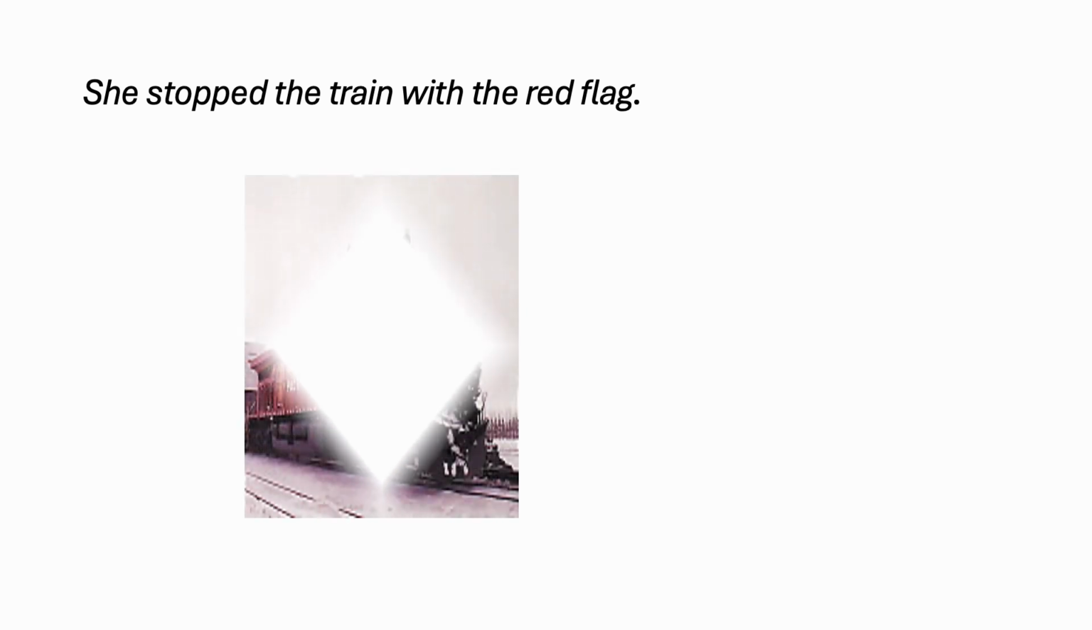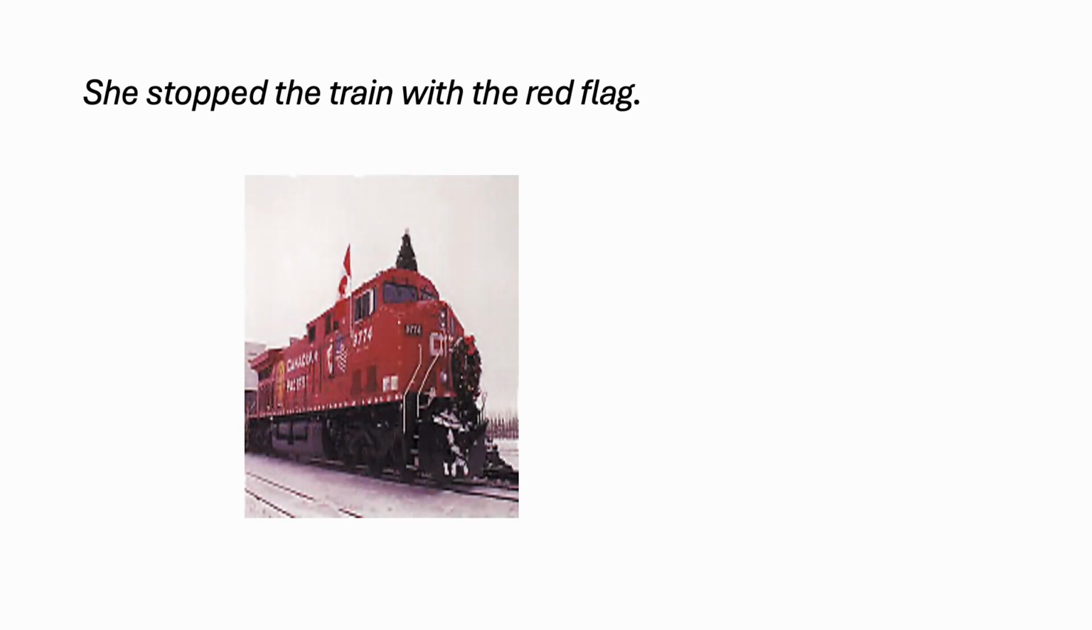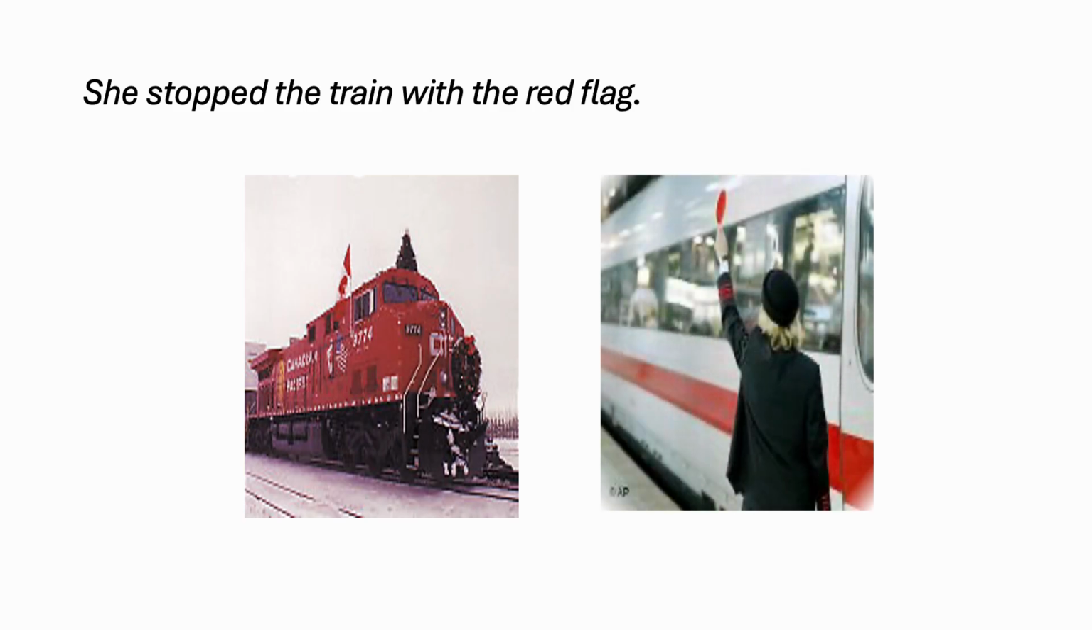She stopped the train with the red flag. So what exactly does that mean? We've got she stopped the train, that much we get, but with the red flag. So are we talking about she stopped the train that has a red flag on it? Or are we talking about she used a red flag to stop the train? Again, these are these ambiguous sentences.